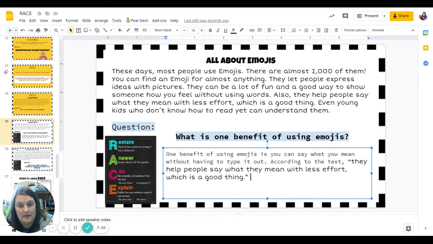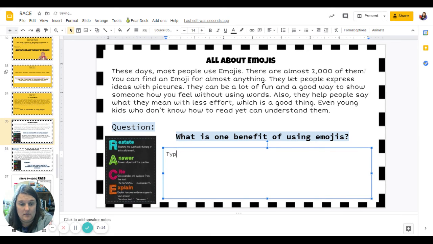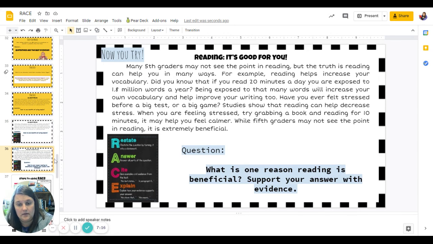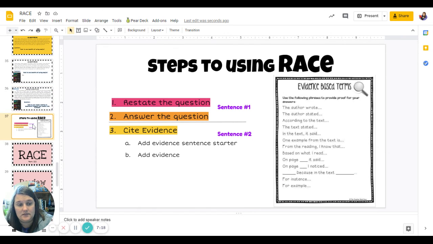All right, let me go ahead and get this back. All right, so when you are using RACE, you have to remember that you restate the question first and you answer the question. That is your first sentence. Your second sentence, you're going to cite your evidence, so add that evidence sentence starter, and then prove your answer. Quotes are the best, but here's some other evidence-based terms that you can use, okay, if you need it.